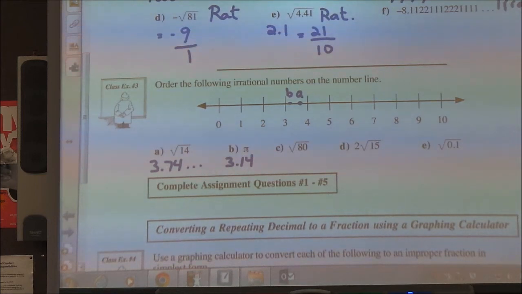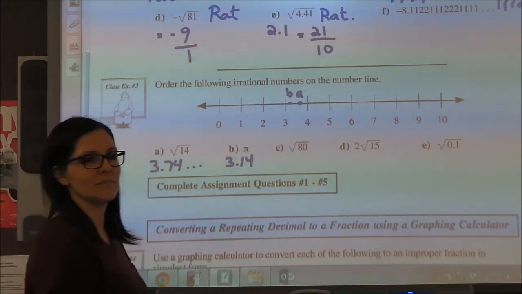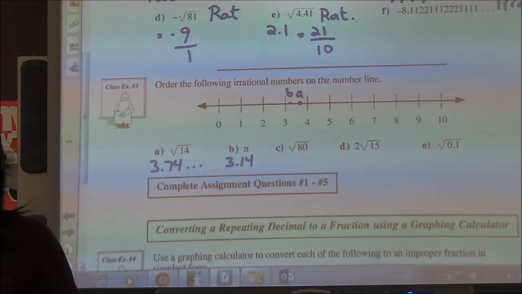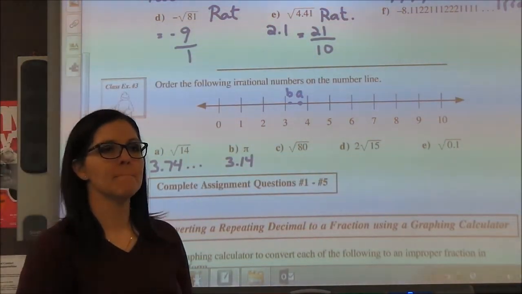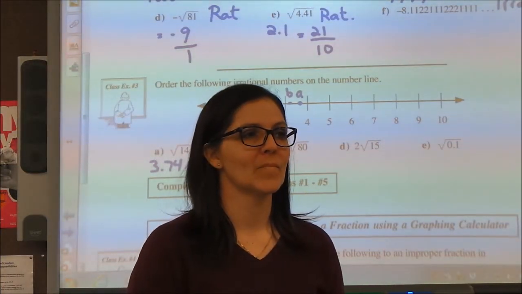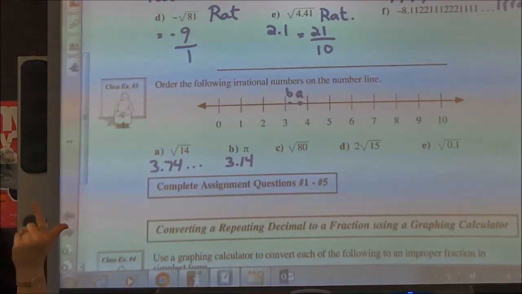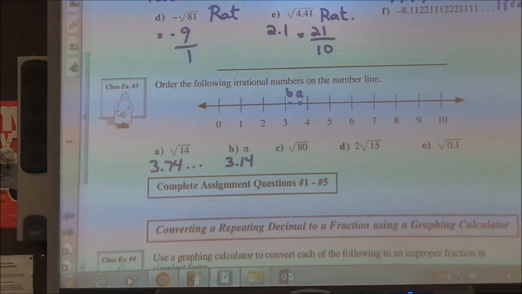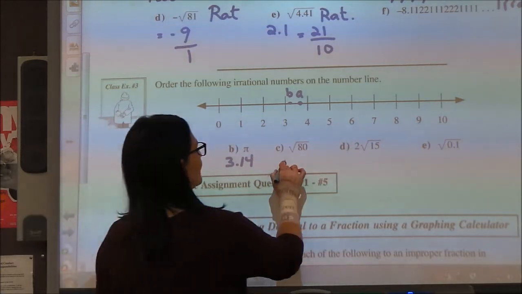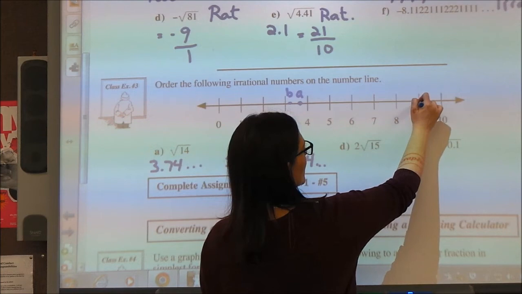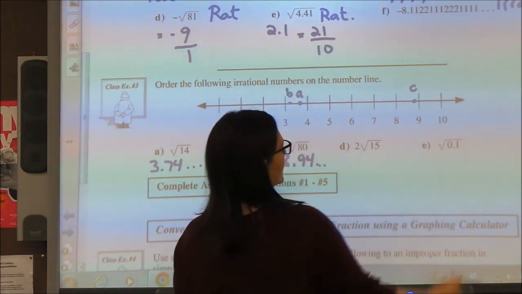Okay, square root of 80. Before I put this into my calculator, can anyone give me an idea of what that number would have to be close to? 10. Yeah, it has to be between 0 and 10 because it's going to fit on the number line. Would be closer to 9. Why 9? Because 9 times 9 is 81, and this is 80. So is it going to be more than 9 or less than 9? Less than 9. What is the square root of 80? 8.94. Okay, so that puts me right about here, as close to the 9 as I can get.